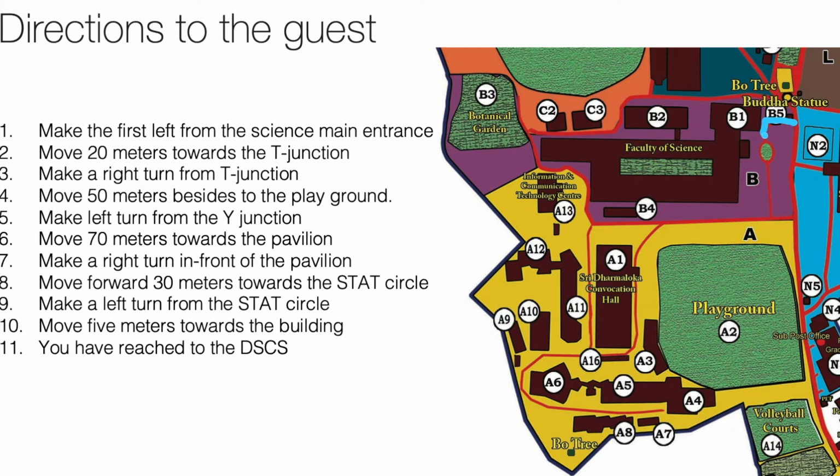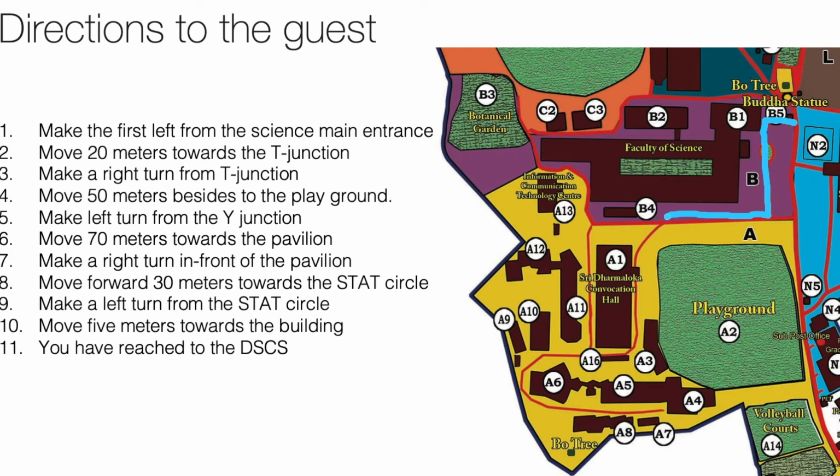Then move 20 meters toward the T junction. Then the third step, we need to make a right turn from the T junction. So, right turn means we have to go towards this way. The fourth step is move 50 meters beside the playground. So, we have reached here.